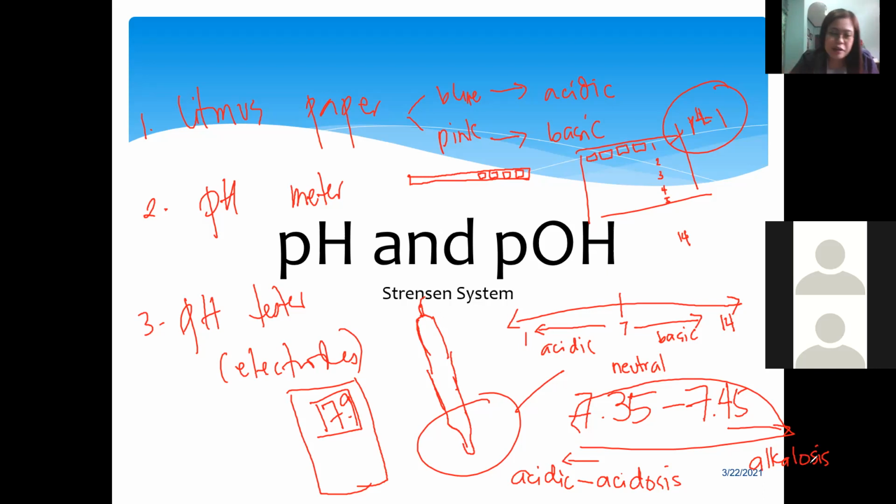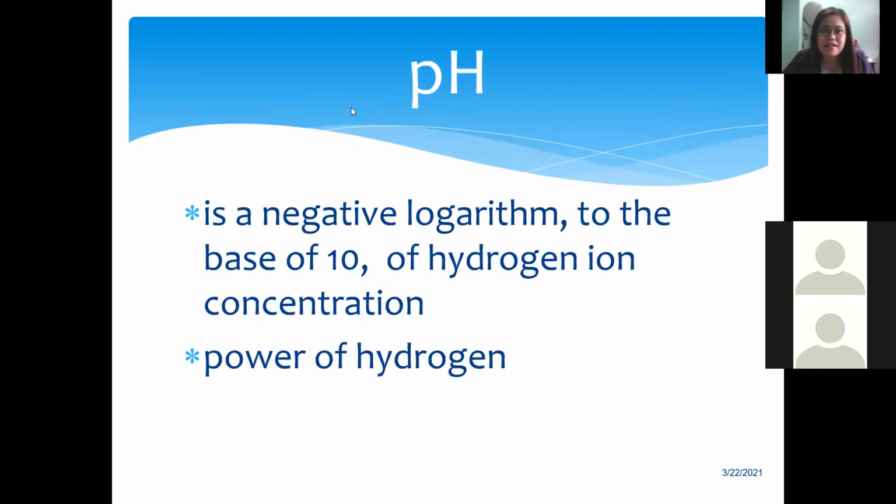Yun yung mga examples lang ng mga pwedeng ma-experience ng person if either we have acidic or basic blood. And let me remind you that these conditions can be life-threatening. So either mag-acidosis or mag-alkalosis, if hindi naagapan, hindi nabalik sa normal yung pH ng blood, pwedeng ikamatayan ng patient. Okay, so that's how important the determination of pH is.